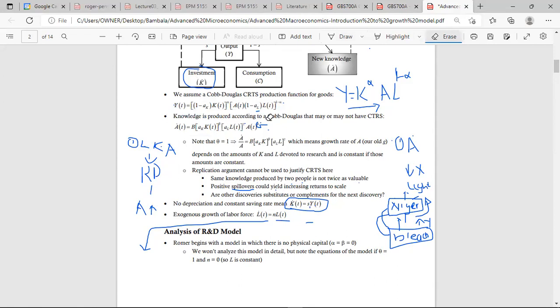Okay. So in other words, what we've just done is that we have assumed that there's no physical capital. That means that our alpha equals our beta, it's going to be 0. So our alpha and beta are going to be 0. And when we push this to 0, it's going to be, of course, nothing.